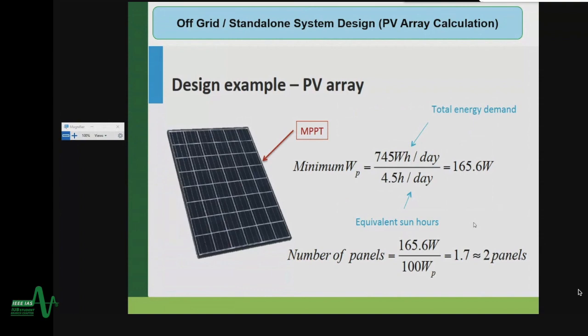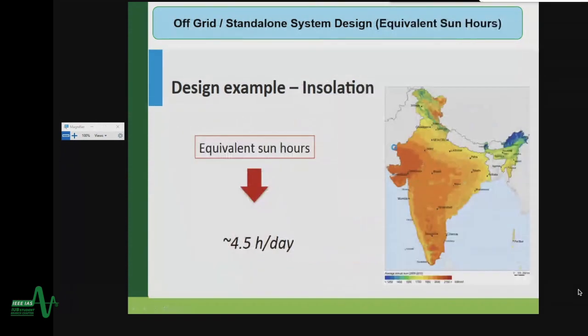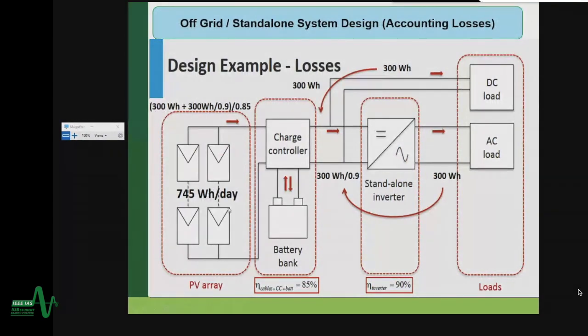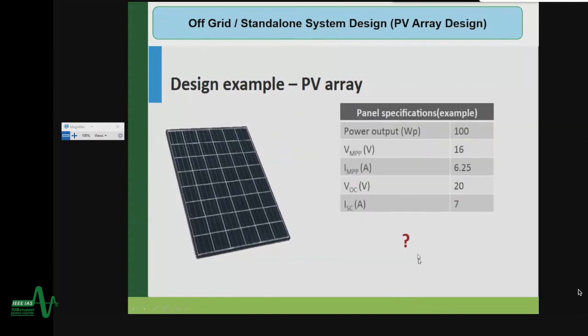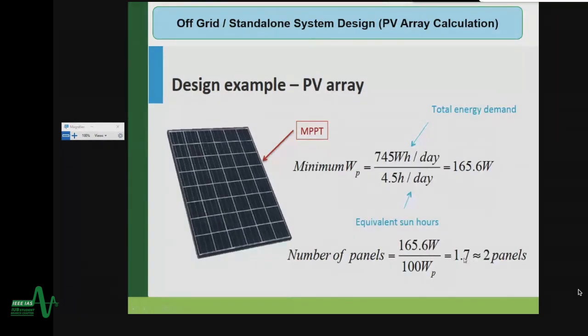Now let's come to the design: how many solar panels are required. The minimum wattage required: we have already calculated that our requirement is 745 watt hour per day. Total energy demand divided by the equivalent sun hours gives 165.6 watt, which is our minimum watt power. Then the number of panels required is 165.6 watt divided by 100 watt. Where does 100 watt come from? Because each PV panel is 100 watt. When we divide, it is about 1.7. To make it simple, it is going to be 2 panels.